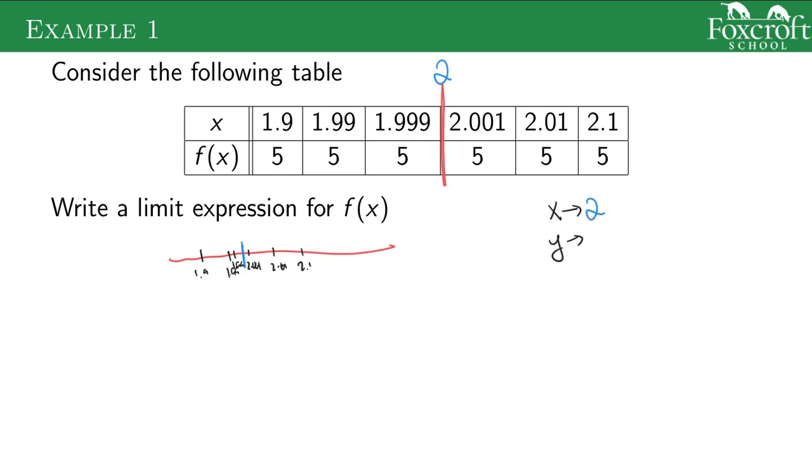And then what are our y values getting close to? Again, we're focused on the middle here. But in this example, everything is 5. So our y value is always just 5. So our y value is just getting close to 5. And so as our x values get closer and closer to 2, our y values are getting closer and closer to 5, and that means we can write this limit expression. So the limit as x gets close to 2 of f of x is the y value 5. So as x gets close to 2, our y value gets close to 5.